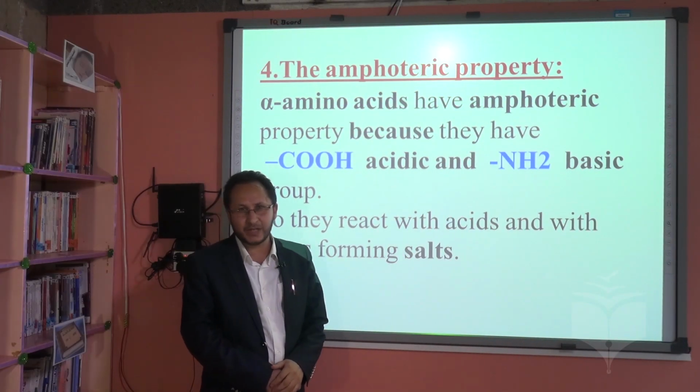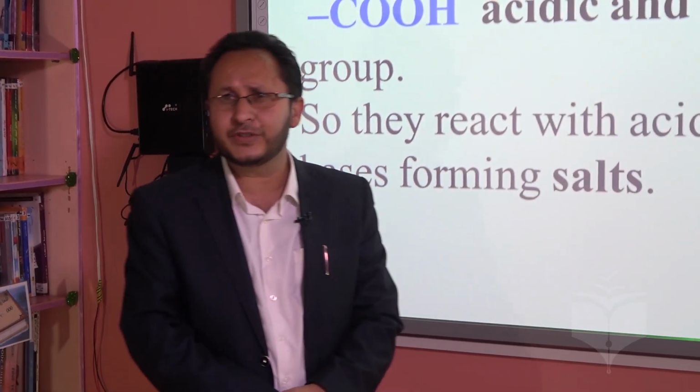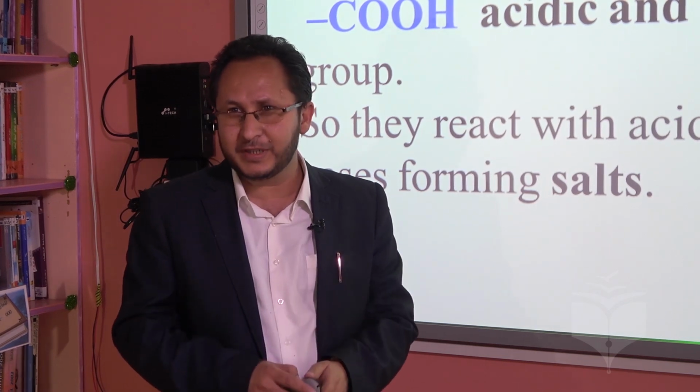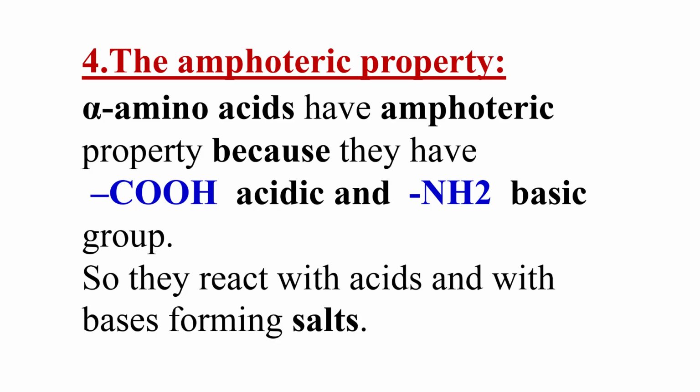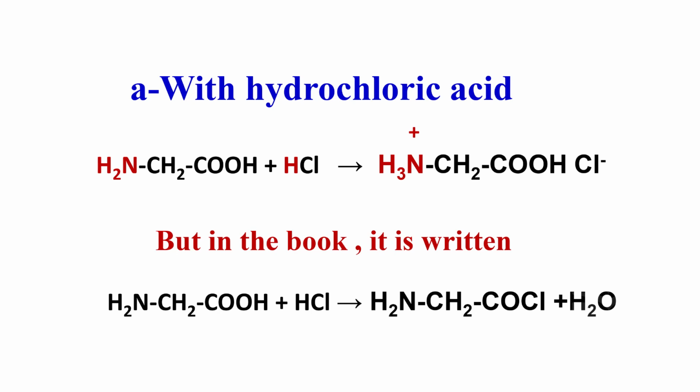Now the last reaction for the amino acid is the amphoteric properties. What does amphoteric mean? It means that a compound has two functional groups, one of them acidic and one of them basic. So they react with acids as a base and react with bases as an acid, forming salt. Here we have the first reaction, with hydrochloric acid. Here we have NH2 as the basic group, and this is COOH as the acidic group. So they react with acid first.